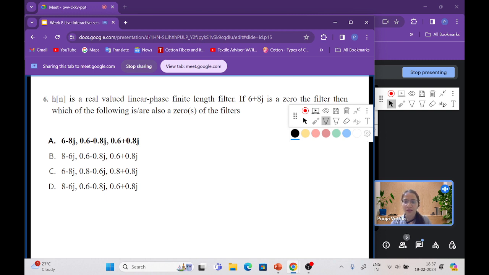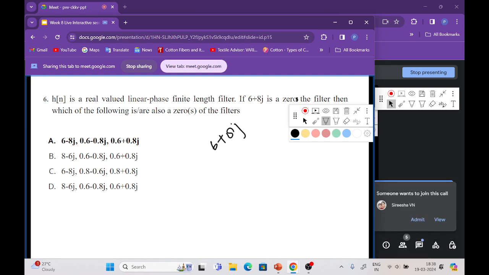h of n is a real valued linear phase finite length filter. If 6 plus 8j is a zero of the filter, then which of the following are also a zero of the filter? It is the zeros of the filter. Think. Here h of n is given as a real valued linear phase finite length filter. It is a finite length. And if 6 plus 8j is a zero of the filter, then which of the following is also a zero of the filter?